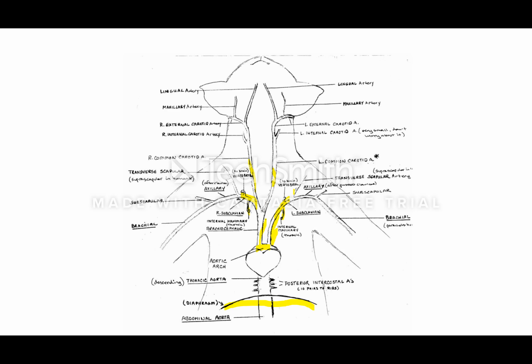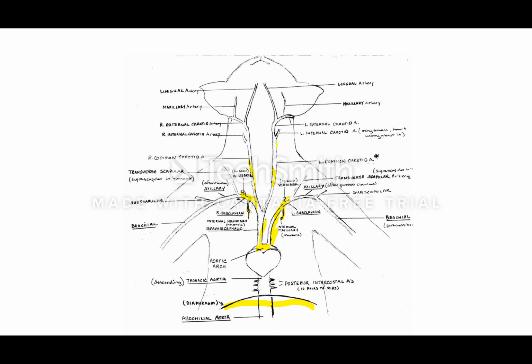I was not able to really find very good transverse scapular artery pictures either, but that is a branch that comes off first. And after we have the transverse scapular come off, it turns into the axillary. And when you see the subscapular artery come off, it turns into the brachial artery. So again, it's axillary, then subscapular comes off, and then brachial.